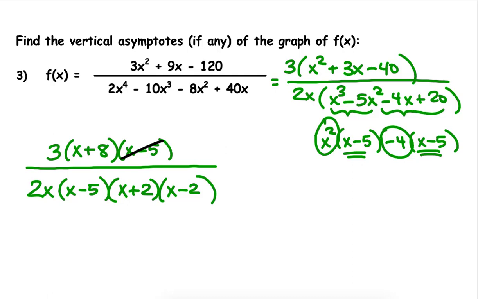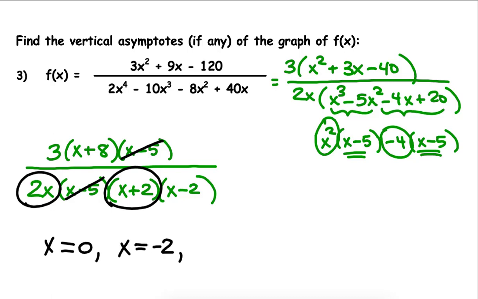The x minus 5's will cancel, one from the numerator, one from the denominator. So instead of 4 vertical asymptotes, there will only be 3. And they are x equals 0, x equals negative 2, and x equals positive 2.